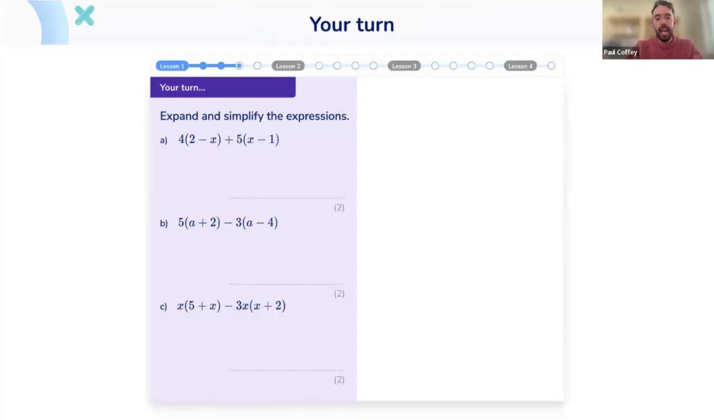So question 1, expand and simplify 4 bracket 2 minus x plus 5 bracket x minus 1. This mirrors that check-in structure. It's at the same level, 2 brackets, 1 negative multiplier. Second question, well, this time we're going to expand and simplify 5 bracket a plus 2, subtract 3 bracket a minus 4. Here, both brackets have a subtraction inside.